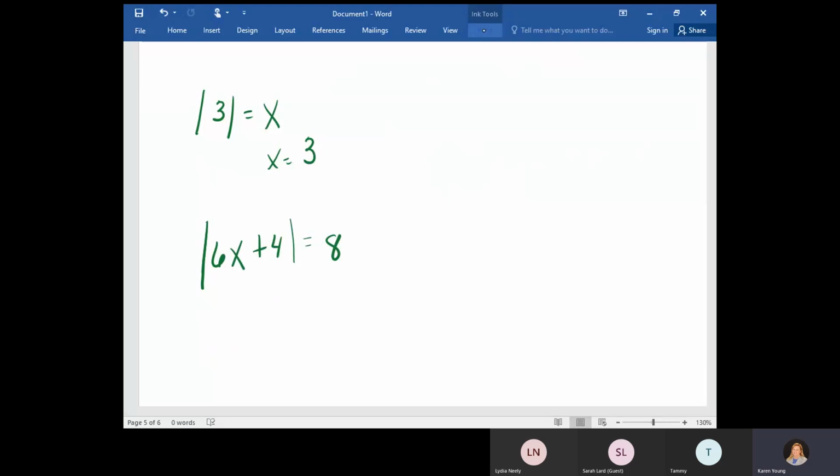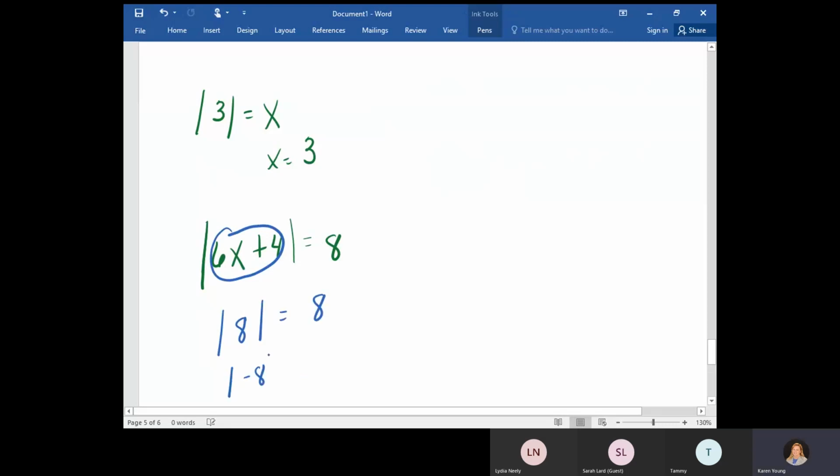Go back to my beginning. I'm looking at just this right here, without the bars included. We know that the absolute value of 8 equals 8. The absolute value of -8 equals 8, right?